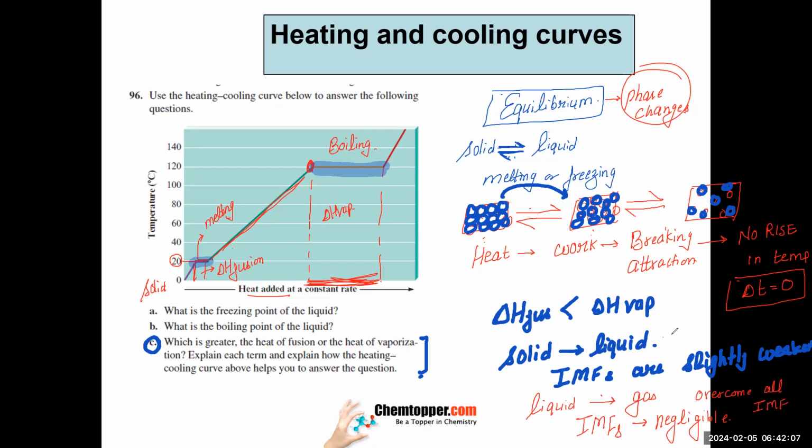Here, you are just making them slightly weaker. You are not overcoming them. You're making them slightly loose, weaker. You're separating them slightly. So less heat is needed. Are we clear about phase changes, melting, freezing, boiling? Are we clear about it? And how to identify them in the heating and cooling curves, sorry, not phase diagram. And why delta H of fusion is always less than delta H of vaporization.